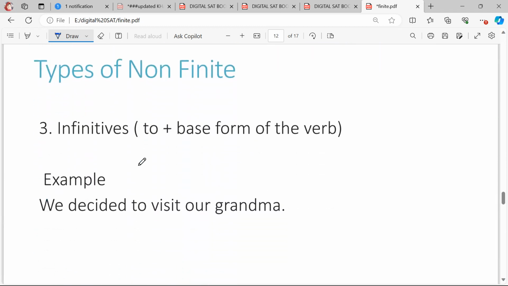Infinitives, the last type of the non-finite verbs, is to plus the base form of the verb. We decided to visit our grandma. Decided is the main verb, while to visit is an infinitive, which is non-finite.